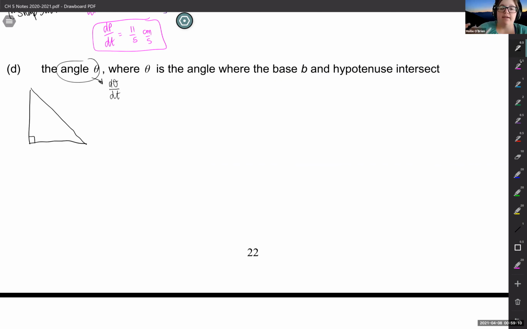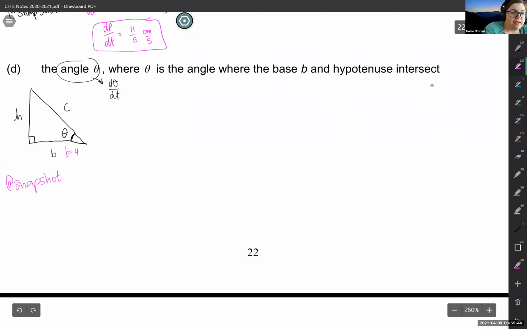Where the angle is where the base and the hypotenuse intersect. Okay, so this is the height, this is my base, this is my hypotenuse, and let's throw in right here, this is theta. This is the angle. It's between the base and the hypotenuse. So maybe I should have been doing this the whole time. At the snapshot, our base is 4, our height is 3, our hypotenuse is 5.